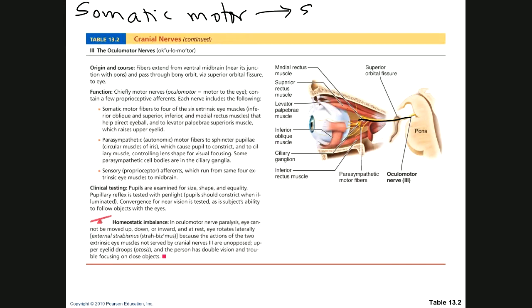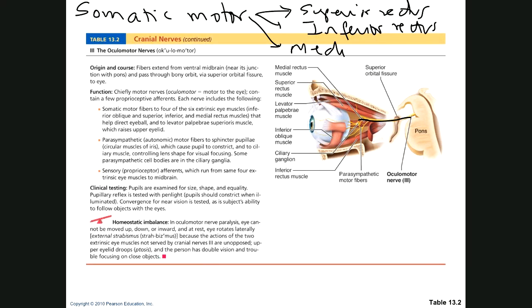Takes care of the superior rectus, the inferior rectus, the medial rectus, and the inferior oblique. So you have to know the muscles that this nerve innervates. Medial rectus, superior rectus, inferior oblique, inferior rectus. Okay, so that is the somatic motor function.